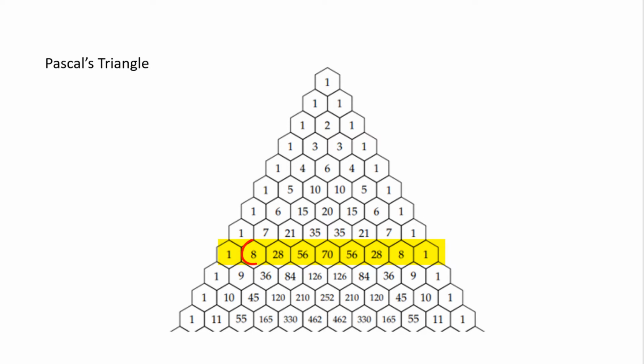Now consider the number 8. That is to the immediate right of the 1. The 8 is the number of ways to have 7 ones and 1 zero. Continuing, the number to the right of 8 is 28. The binomial expansion, as represented by Pascal's triangle, tells us that there are 28 ways to have 6 ones and 2 zeros. Let me repeat that again. There are 28 ways to have 6 ones and 2 zeros.